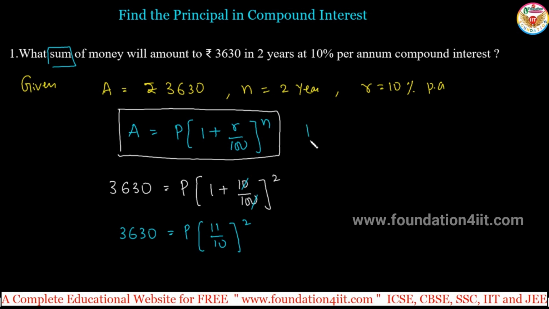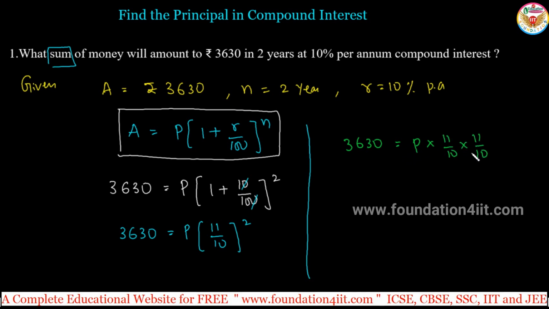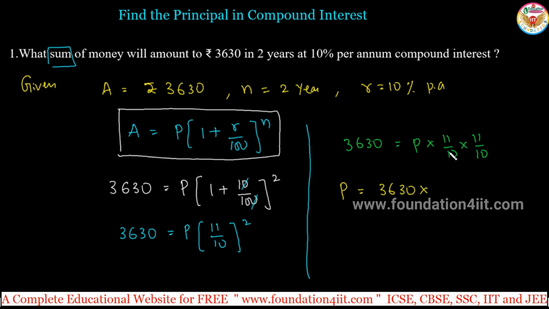So using this, let me do this side. 3,630 is equal to P into 11 by 10 whole square, so 11 by 10 into 11 by 10. When you want to find the value of P, 3,630 over 11 by 10 into 11 by 10, take the other side reciprocal. So 10 divided by 11, 10 by 11.